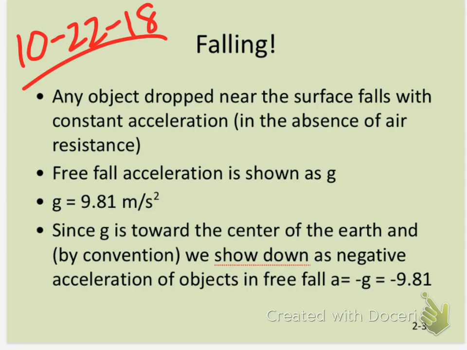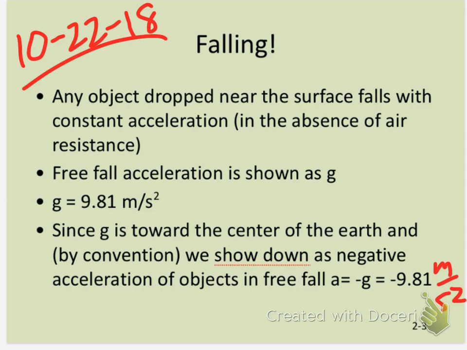g is towards the center of the Earth. So by convention, we show down as negative. We say that the acceleration of objects in free fall is negative g, or negative 9.81 meters per second squared. Somebody forgot to put their units in there. Oops. I'll fire my note writer.